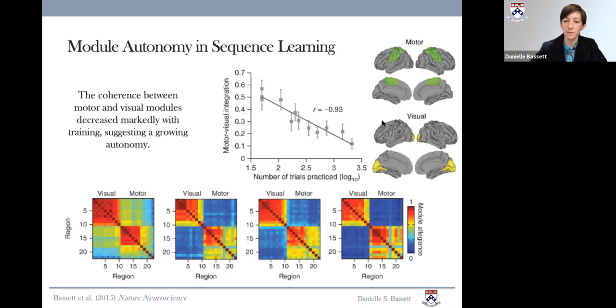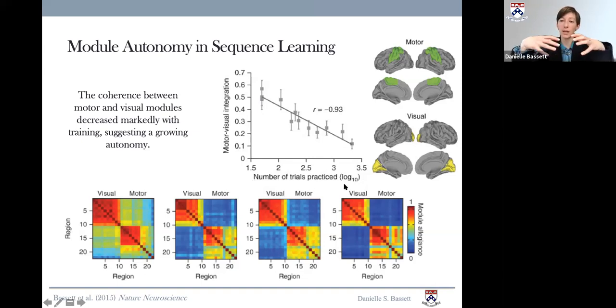And to see the statistics of that, you can look at the top. So here is motor visual integration. That's how much connectivity there is between the motor and the visual modules as a function of the number of trials practiced, which is along the x-axis. And you can see a clear negative relationship here. The markers indicate the average over subjects, and the error bars indicate the standard error of the mean across subjects. If we just take the marker values themselves, the correlation here is an R of minus 0.93. So a very, very strong negative correlation between motor visual integration and the number of trials practiced.